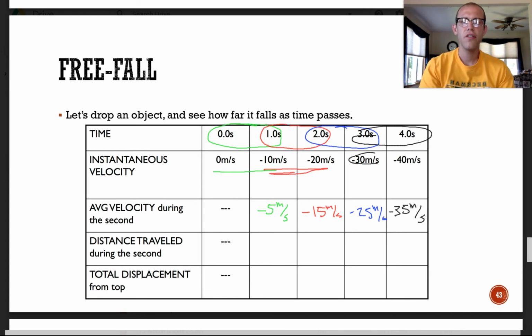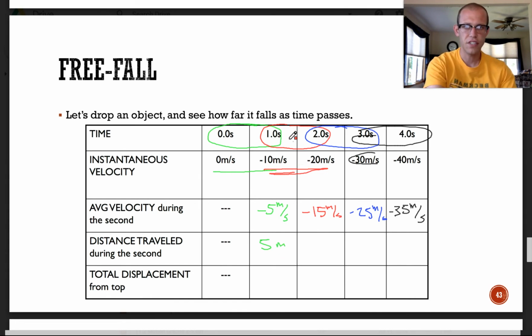All right, so now let's look at the distance traveled during the second. So during the first second, we are averaging 5 meters every second. So that means in 1 second, we're going 5 meters. So the distance traveled is 5. Notice it's distance, it's not a vector quantity, so I'm only writing it as a magnitude.